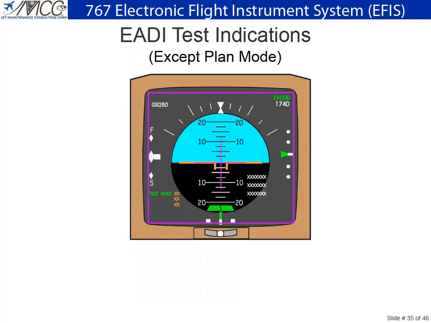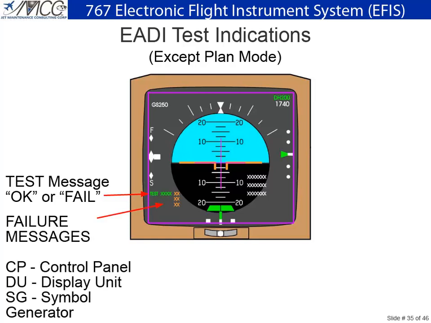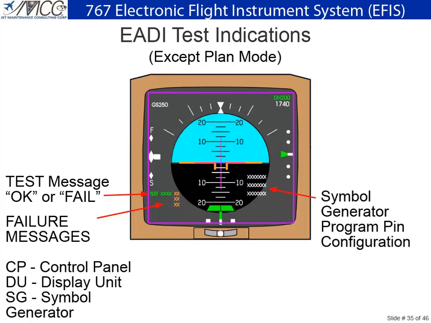With any mode but plan selected, the display on the EADI will look similar to this during the test. The test results appear in the lower left-hand corner of the EADI. If the test is successful, a Test OK message will be displayed. If the test has failed, the Test Fail message will be displayed along with the cause of the failure. CP for control panel, DU for display unit, and SG for symbol generator. The symbol generator program pin configuration is displayed on the right side of the EADI.